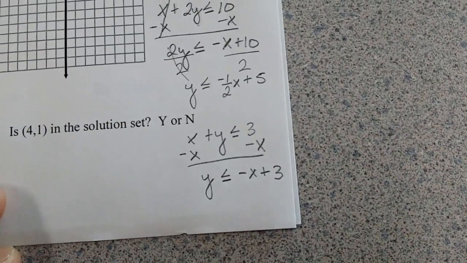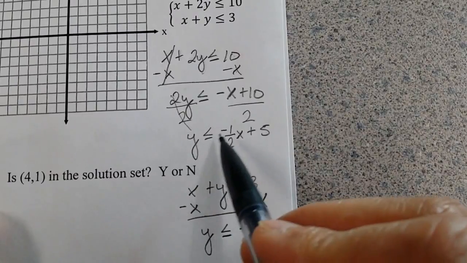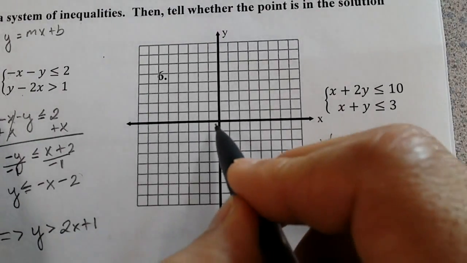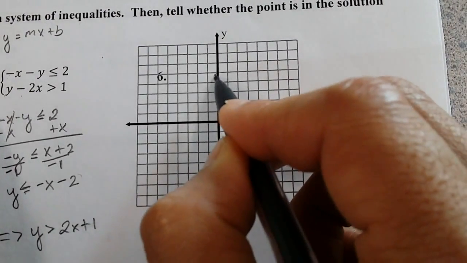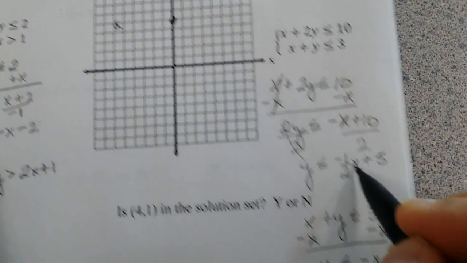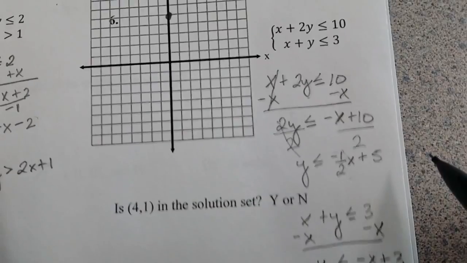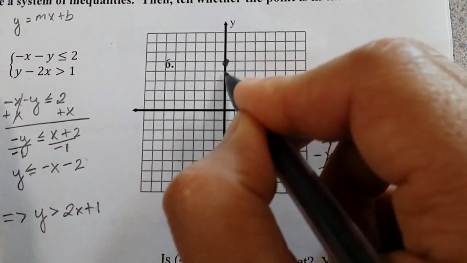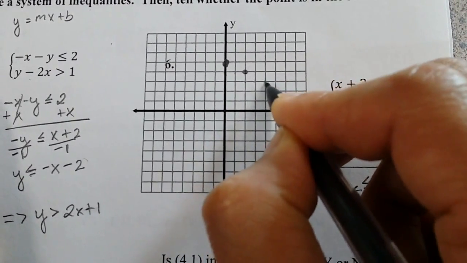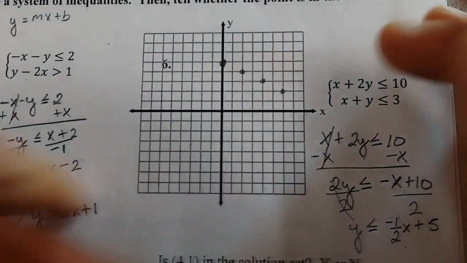Now we'll graph. So let's look at this one first. Here's y less than or equal to negative 1/2 x plus 5. So plus 5 means I go up 5. So 1, 2, 3, 4, 5. And that is my y-intercept. Negative 1/2 x, my slope is negative 1/2. So from the y-intercept, I go down 1, to the right 2. Down 1, to the right 2. And then I'll connect my points.